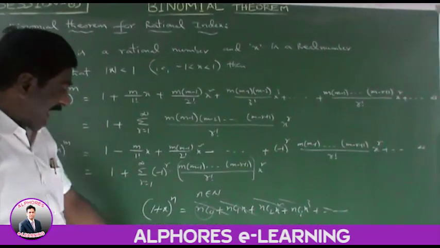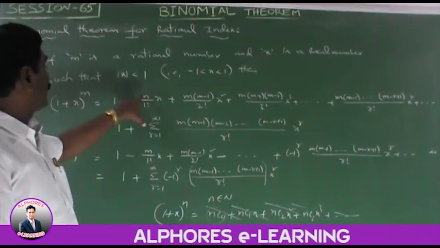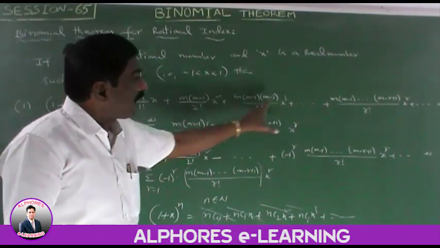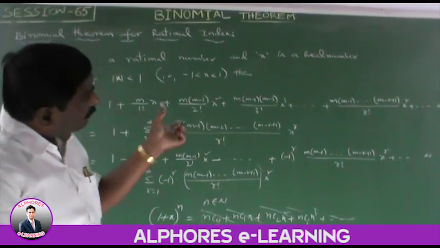We take n as m. Sorry, n is equal to m. That means 1 + m/1! x + m(m−1)/2! x², and so on, up to infinite. Why do we write up to infinite?